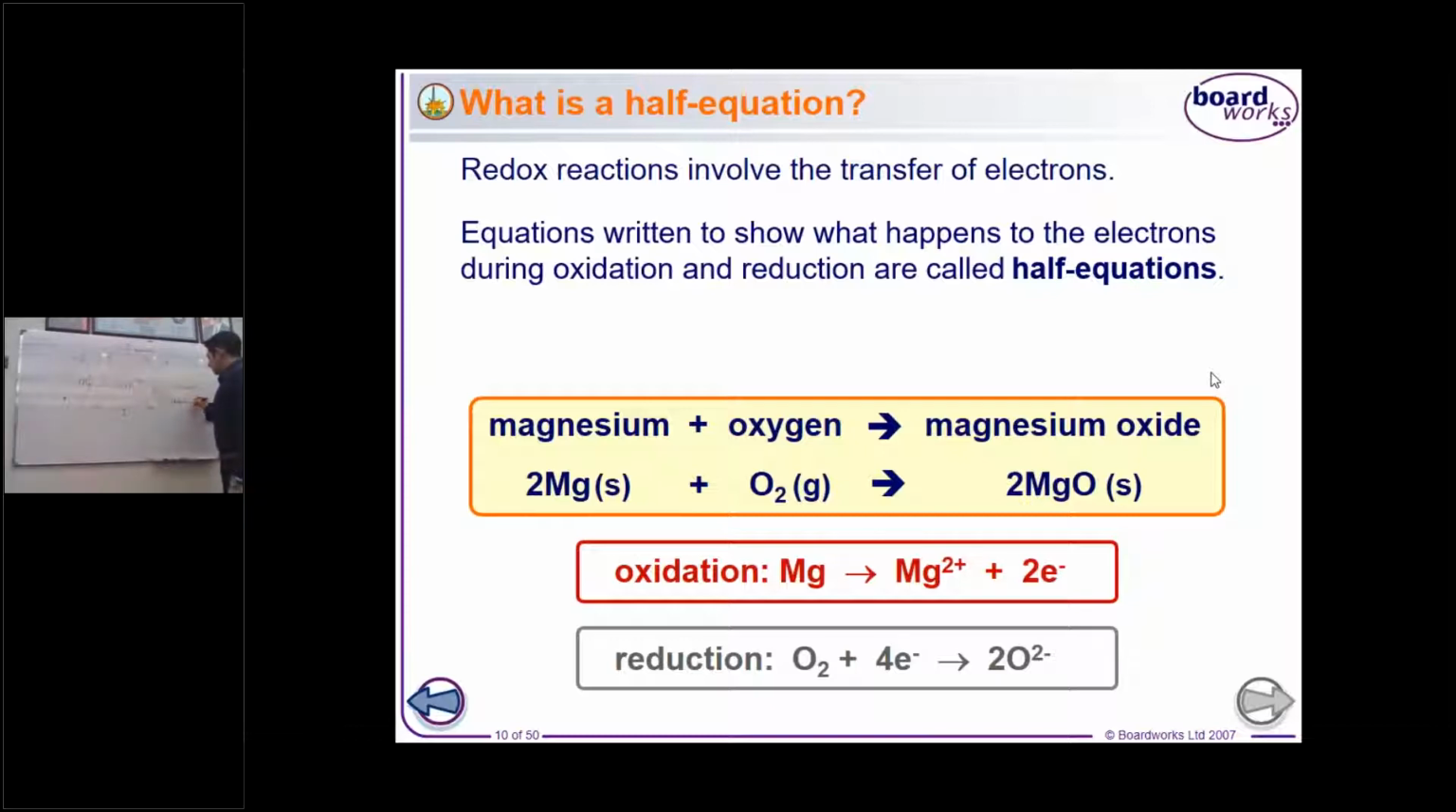Reduction. So this is called a half equation. Half equation of the magnesium and oxygen reaction. For example, let's do some examples and explain.